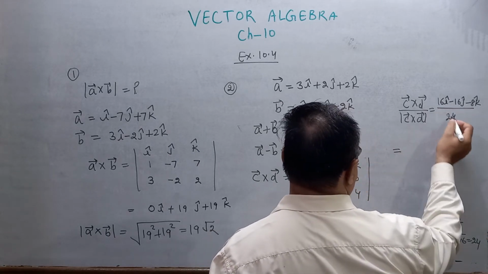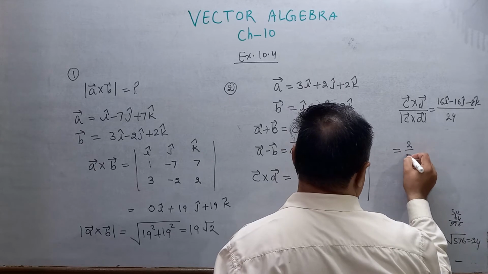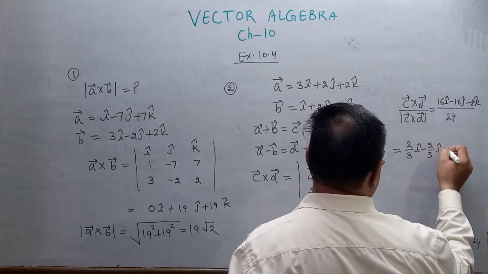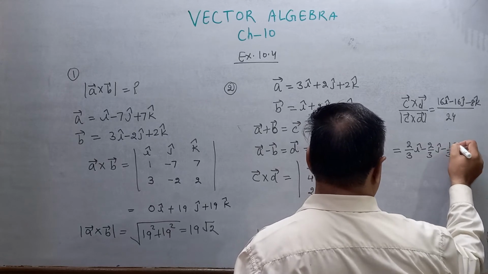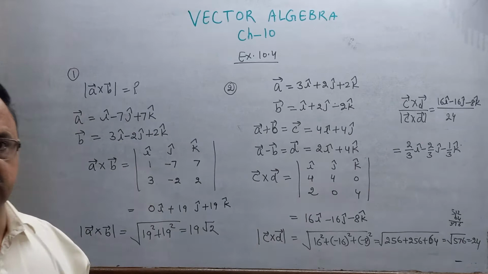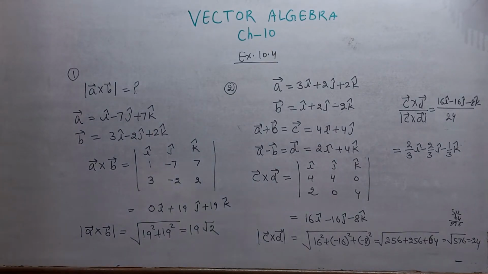Now divide 16 by 24: 2 by 3 I cap, minus 2 by 3 j cap, minus 1 by 3 k cap. This is the solution of the second question. Very important question. You can check. Clear?